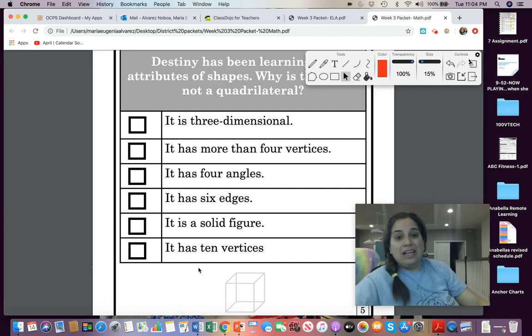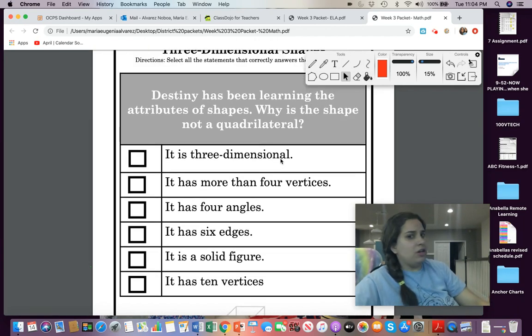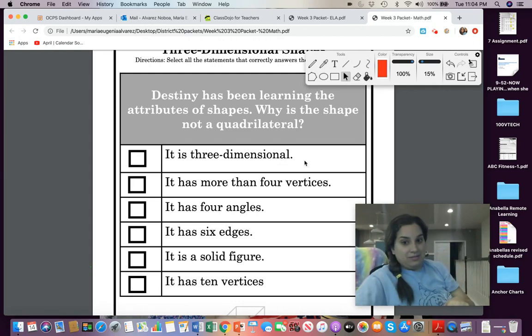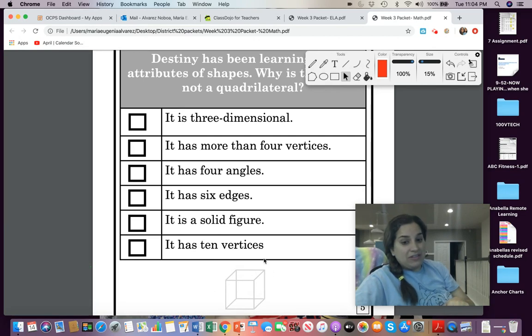So why is the shape not a quadrilateral? Quadrilaterals are shapes that have 4 edges, 4 corners, 4 sides. That sounds to me like a flat shape, okay? Is this a flat shape? No, it's a solid shape. It's a solid shape, so it's a 3D shape.